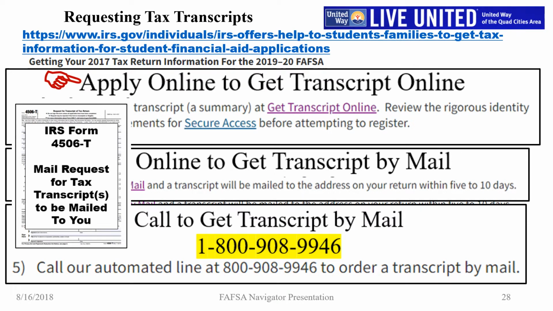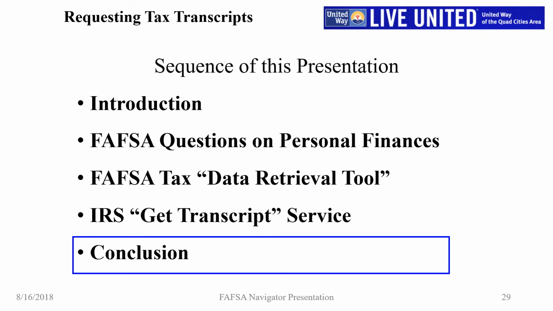Let's review our 4 transcript request methods. Request online for online access. Request online to have transcripts mailed. Call to request that transcripts be mailed, or use Form 4506-T to mail your request to have the transcripts mailed back to you. And I actually understood what I said. I think we did a pretty good job.